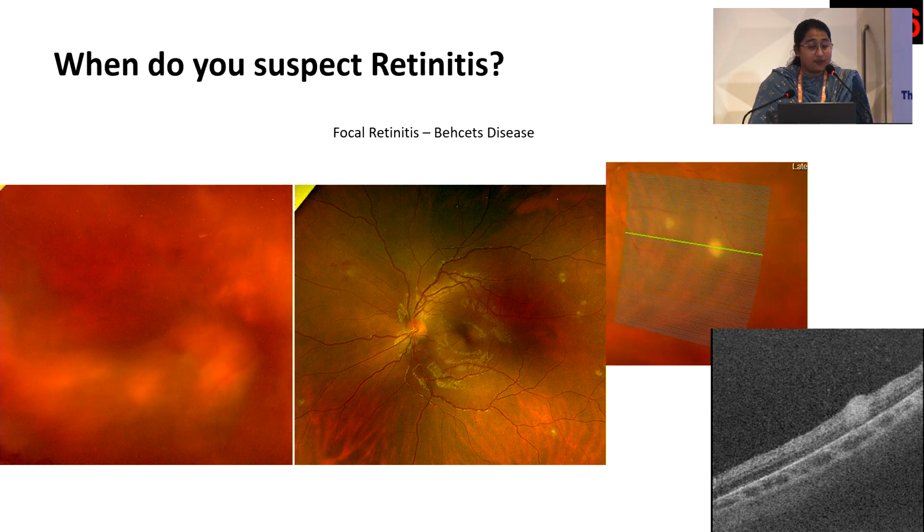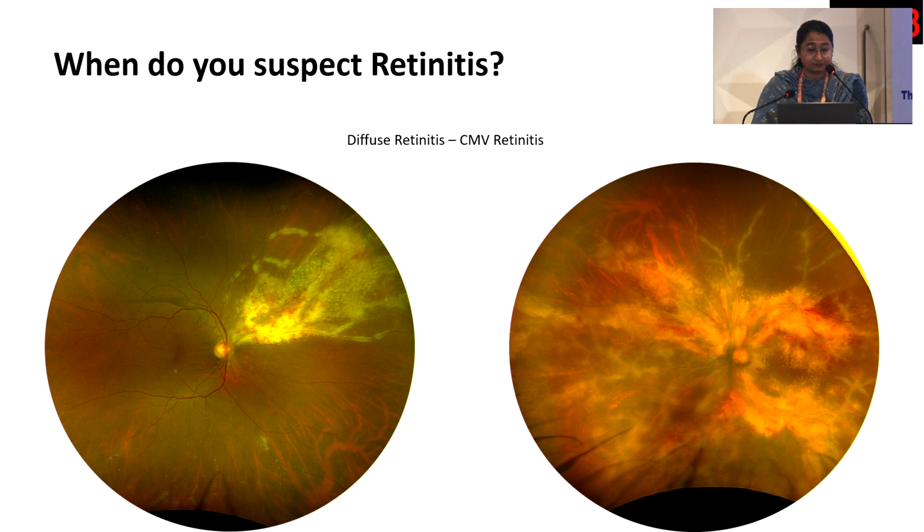Then there can be presence of focal retinitis in Behçet's disease. The right eye of the patient has dense vitritis, but at the posterior pole you can see some amount of retinitis, whereas in the left eye we can see these focal areas of retinitis, and an OCT through this shows a full thickness involvement of the retina.